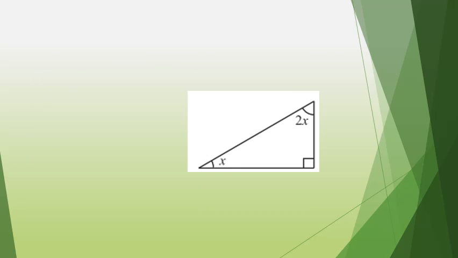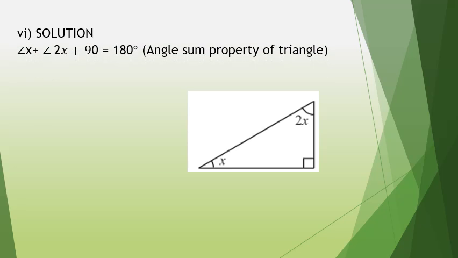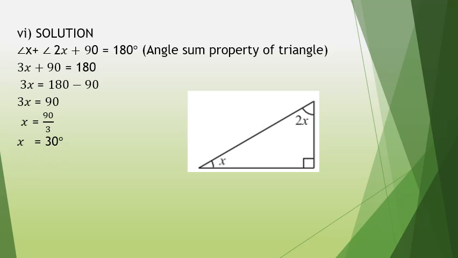Our next question, question number 6. Here it is given a right angled triangle. One angle, obviously, is 90 degrees. The other two angles are x and 2x. So by angle sum property of a triangle, x plus 2x plus 90 equal to 180 degrees, or 3x plus 90 equal to 180, or 3x equal to 180 minus 90 equal to 90, or x equal to 90 upon 3 equal to 30 degrees.